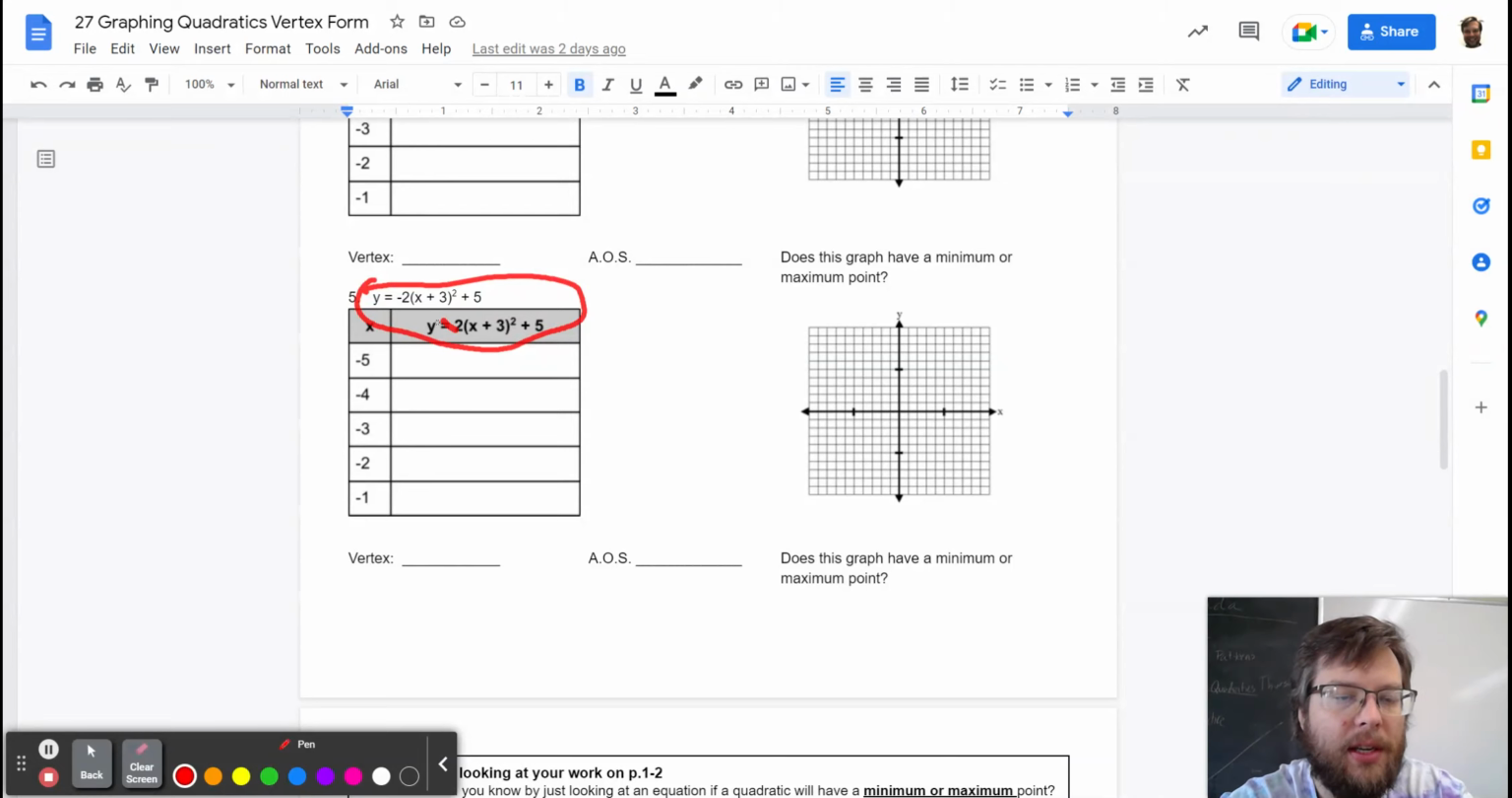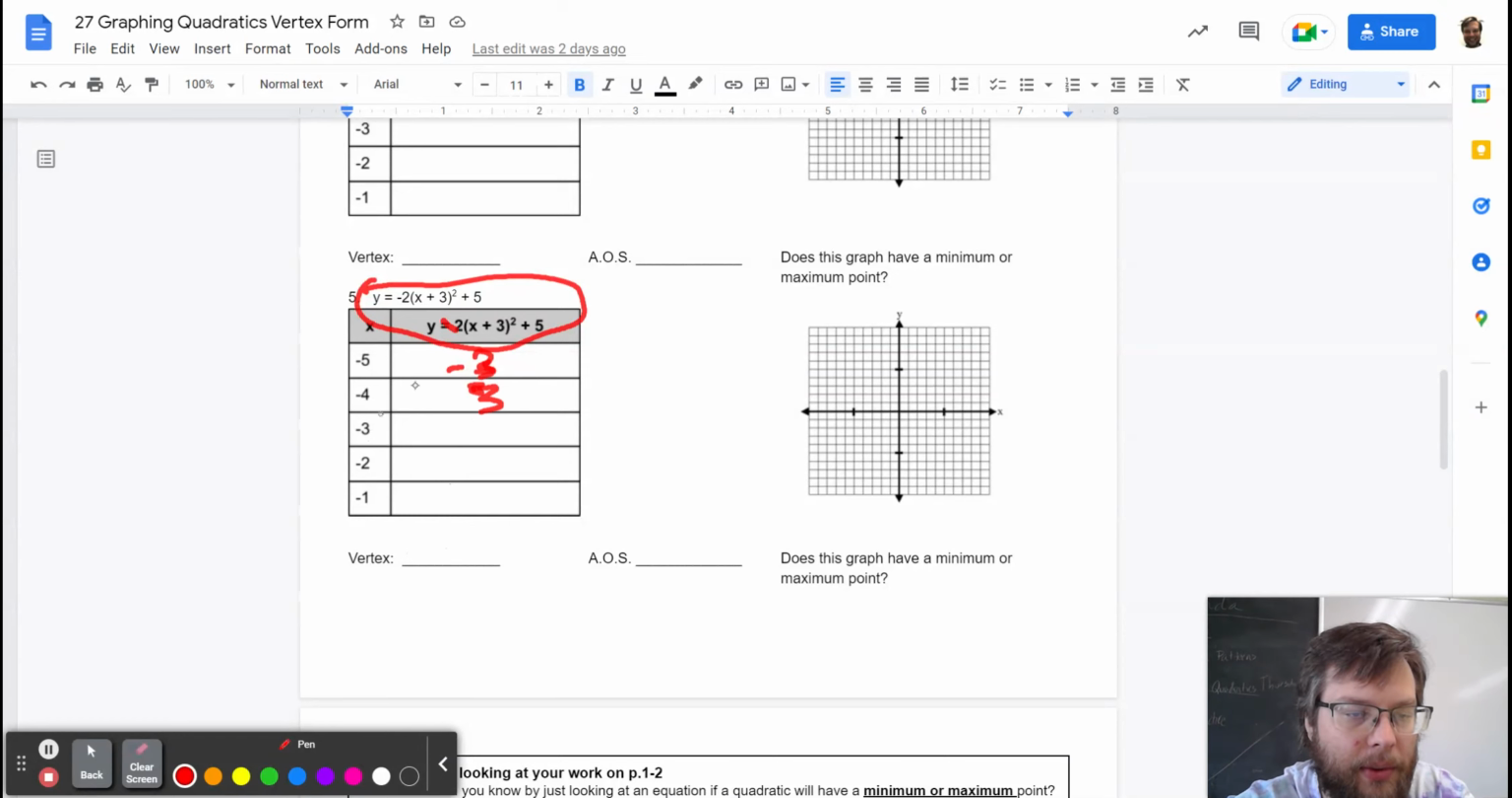So x equals negative 5. Negative 5 plus 3 is negative 2. Square that, you get positive 4. Times negative 2, you get negative 8. Plus 5, you get negative 3. Next up is negative 4. Negative 4 plus 3, negative 1. Square that, positive 1, times negative 2, negative 2, plus 5, positive 3.